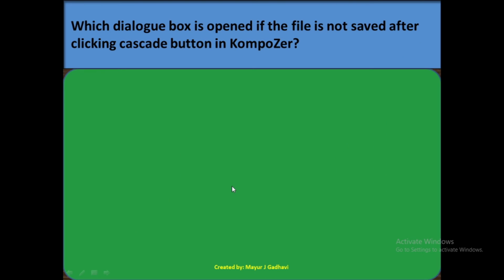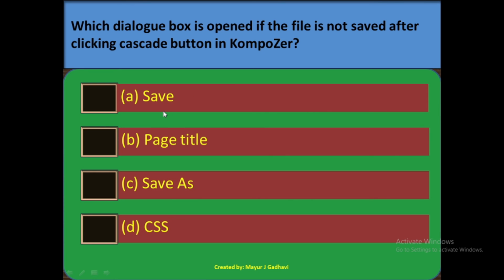Next, which dialog box is opened if the file is not saved after clicking the cascade button in Composer? When you are using a cascading style sheet, you must save your file, but if the file is not saved, first of all it will ask you to save your file. The options are save, page title, save as and CSS. Before saving it will ask you to give a page title. So the correct answer is B, page title.